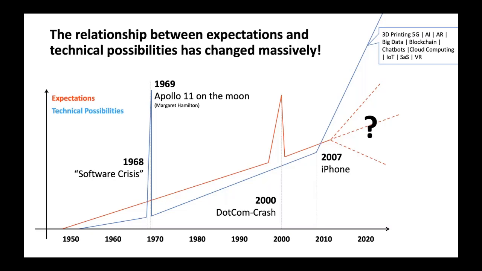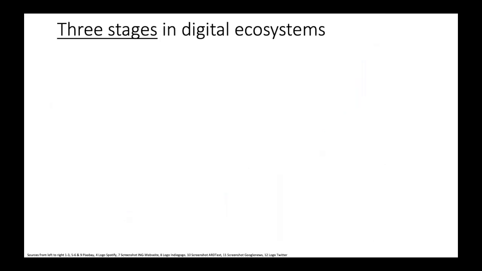The slide also shows other things like 3D printing, 5G internet, artificial intelligence, and so on. All these technical possibilities are now there. And the point is, we can do much more with our technical capabilities than our customers could imagine. And this is really a paradigm shift in the way we develop digital solutions.